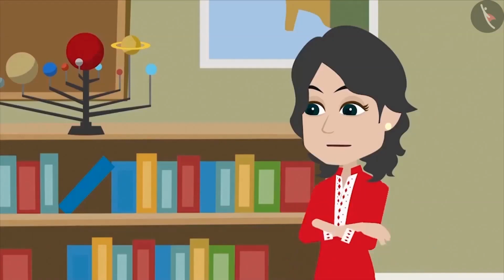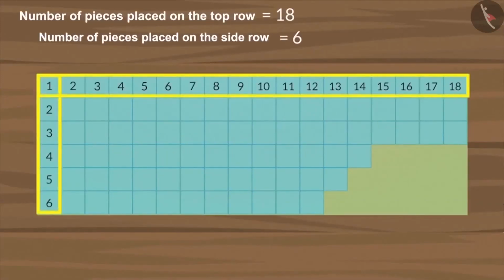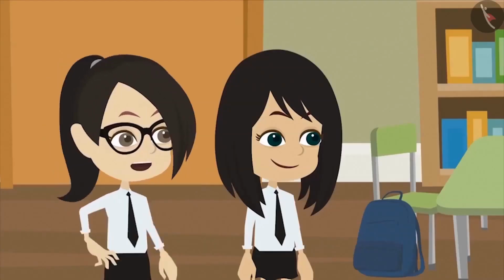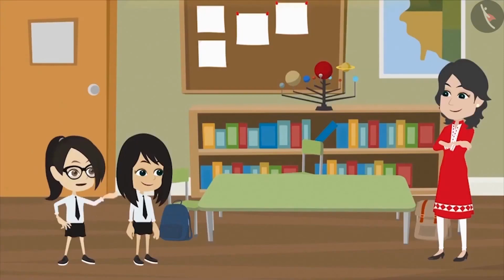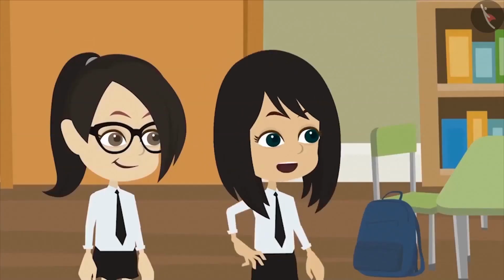Yes, go ahead. 18 pieces are placed on the top row of the desk and 6 on the side. So we multiply them to identify how many pieces will be required to cover the entire desk. We get 108 on multiplying 6 by 18. So does this mean that we will require 108 pieces to cover this desk completely? Yes. Wow, this method is very good.